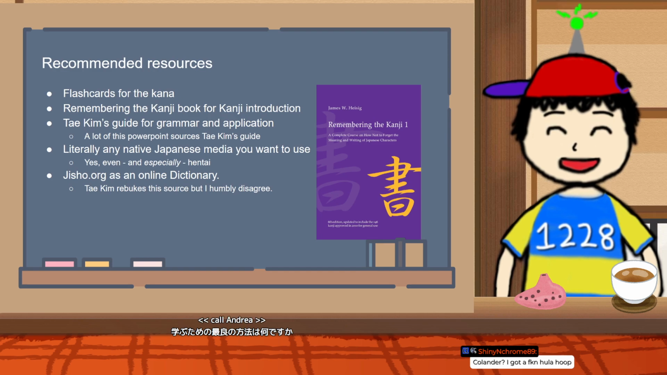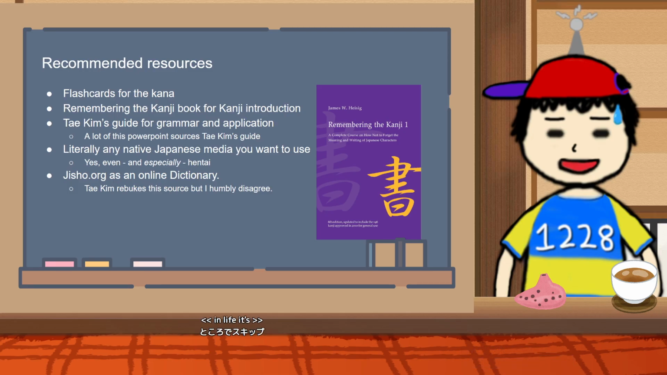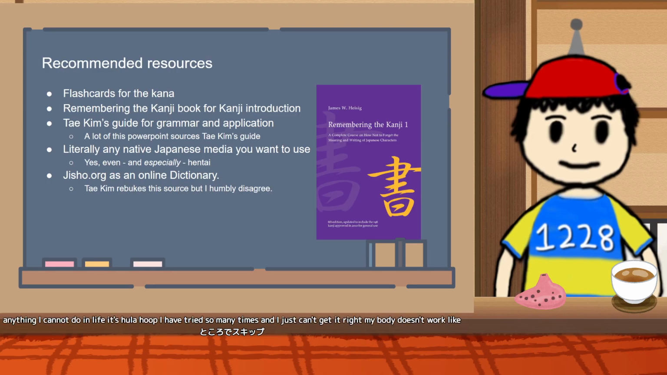Oh, Lander, you got a hula hoop. Well, I don't even know what that means. I can't hula hoop, by the way. If there's anything I cannot do in life, it's hula hoop. I have tried so many times that I just can't get it right. My body doesn't work like that.